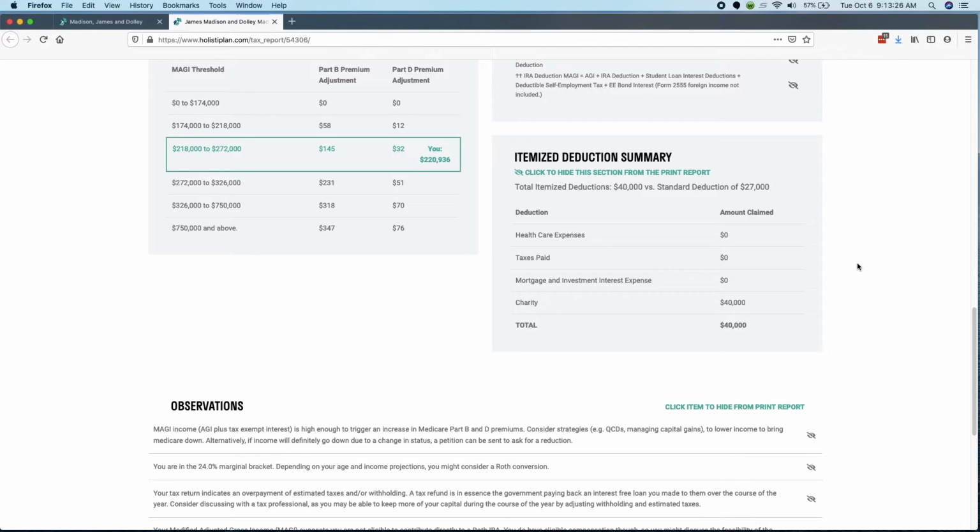Next, let's look at charity in Schedule A. This particular client contributed $40,000 to charity. They itemized on their tax return. And because they're both over the age of 65, the system knows that their standard deduction would have been $27,000, but they itemized. Now, we as advisors know that there are things we can do with charity, especially in a case here where there's no other or small other itemized deductions.